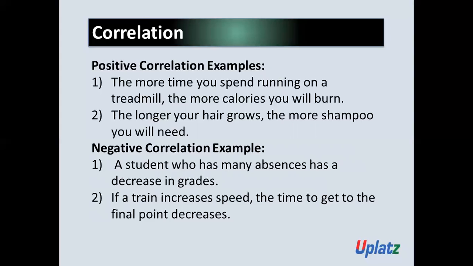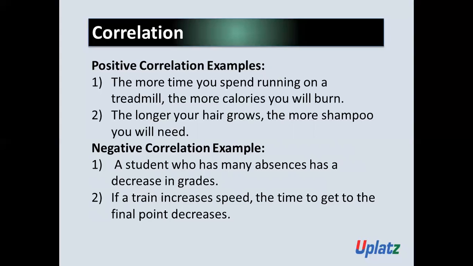Are you getting the point? The more speed of your car, the more distance you will cover in a particular time, for example, in 1 minute, 2 minutes. And the longer your hair grows, the more shampoo you will need. The more time you spend running on a treadmill, the more calories you will burn. So these are examples of positive correlation in which both variables increase or decrease together.